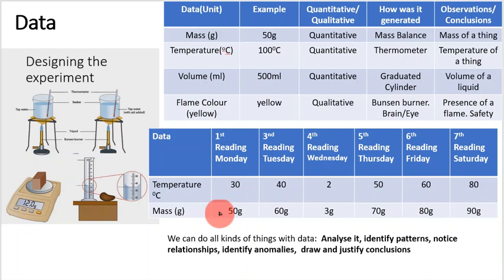If we take mass, this could be something like, for example, over a week that there's been some rain, if we were to measure how much water has soaked into a piece of soil by putting a piece of soil in a container and then measuring it each day, we could generate data like this.